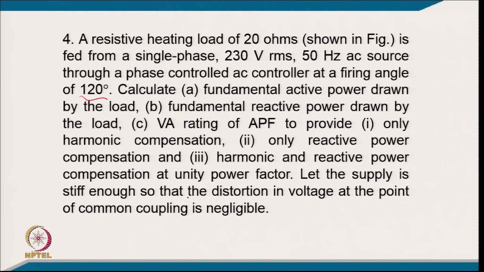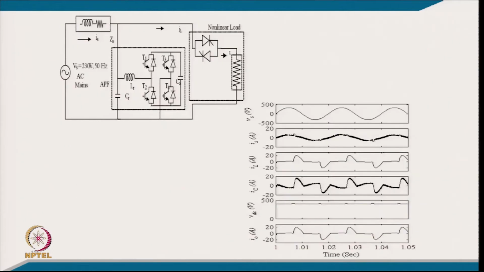Let the supply voltage be stiff enough so that the distortion in voltage at the point of common coupling is negligible. So, these are typical load AC voltage controls with a resistor. There are plenty of applications, for example heating elements, or maybe lighting elements with the resistive load along with the thyristor controller. This draws not only harmonics but also reactive power, and you can see the load current pattern depending upon the firing angle. This is the supply current at unity power factor after compensation, this is your shunt active filter current, this is the DC link voltage, and this is the current flowing into the load.